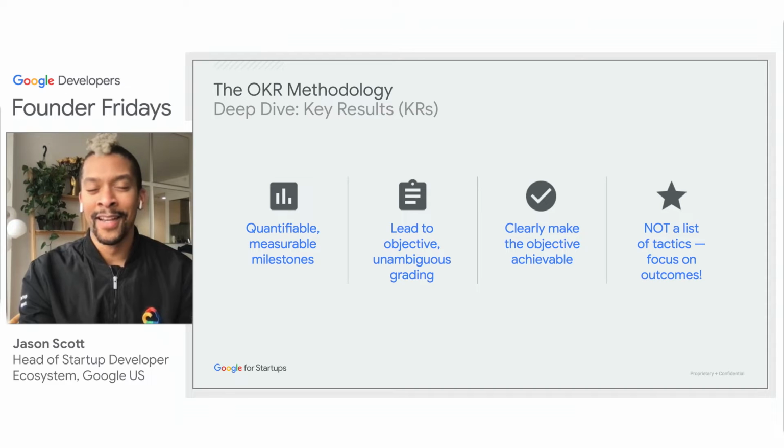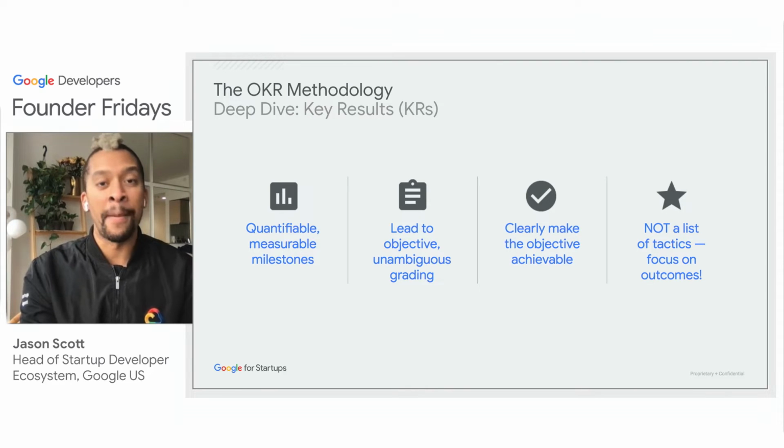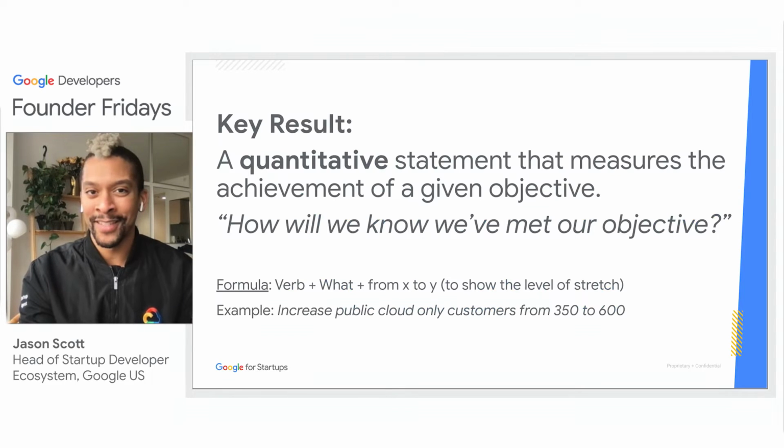And then lastly, we all fall victim to this. Your OKRs and your KRs specifically should never be a to-do list. They should never be tactics. They should be focused on the impact. They should be focused on the metric, the high-level metric, the top-level metric that will lead to answering the question, did we achieve this objective? So bringing back our formulas, again, your key result is a quantitative statement that measures the achievement of the objective and will really answer the question, how will we know when we've met our objective?